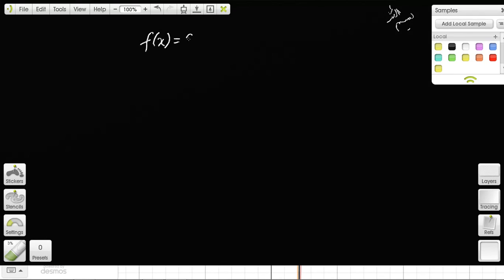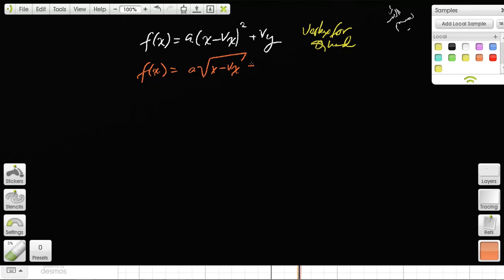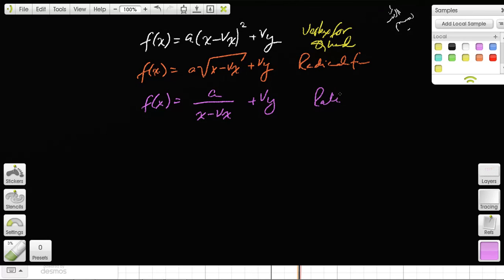So what is this? This is the vertex form of a quadratic. Okay? What is this? This is just a radical function. Okay? And what is this? This is a rational function. Okay? So, how about this? Let's just do this. Okay, and then we'll go on. Inshallah. Until next time.